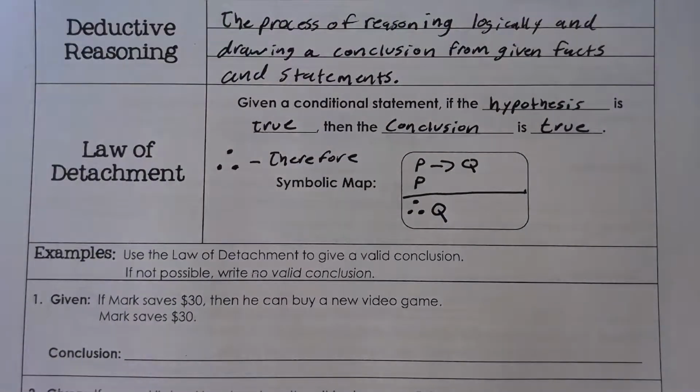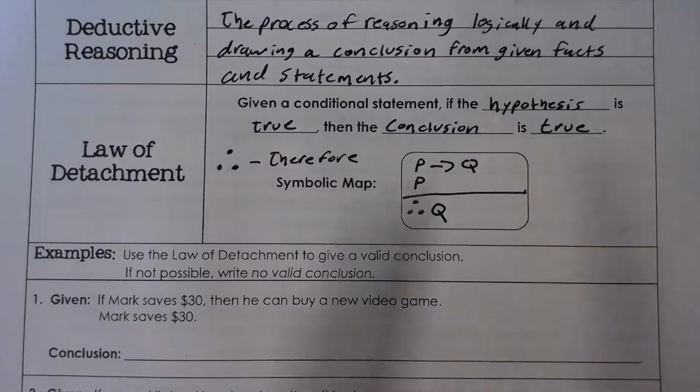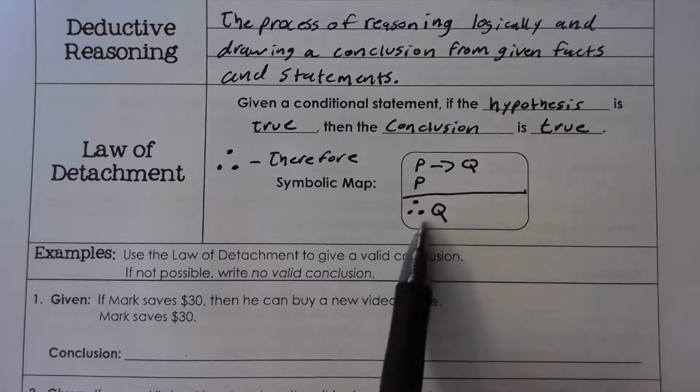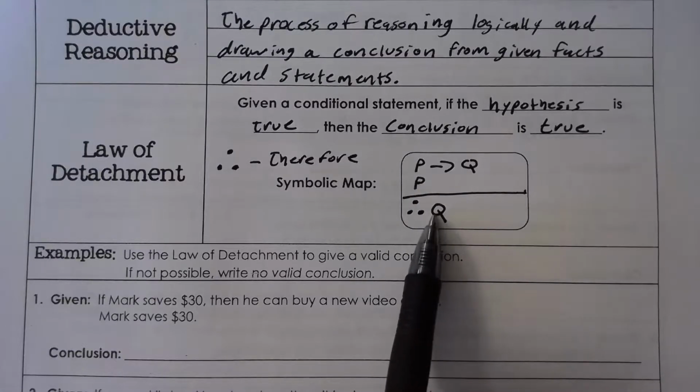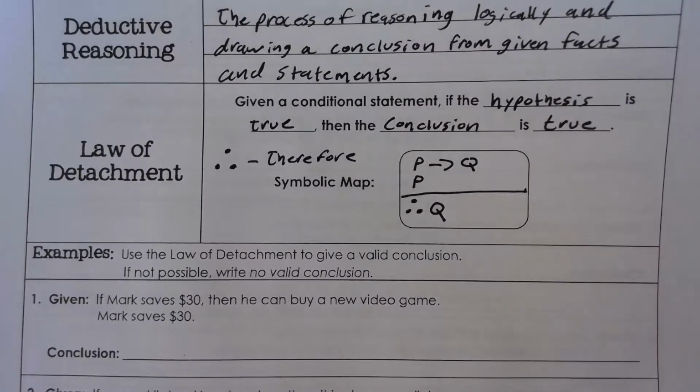So that's the order that we have to go in. If I give you a statement, P implies Q, and then I tell you that P is true, then you can go ahead and derive that Q, the conclusion, is true as well.